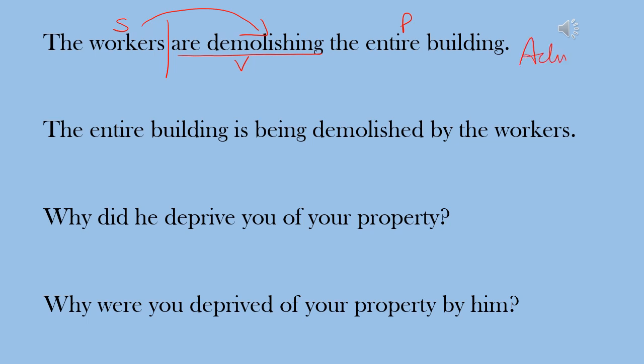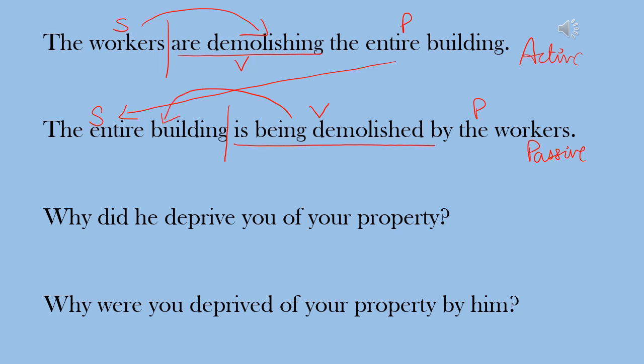We want to transform it into passive voice. So we have to now change the subject. So instead of the workers, the entire building becomes the subject. So the entire building is being demolished by the workers. Now when you read the new sentence, you see that the entire building is the subject. The rest of the sentence is the predicate. And the action that is being demolished is being done to the entire building. So the sentence is now in the passive voice.